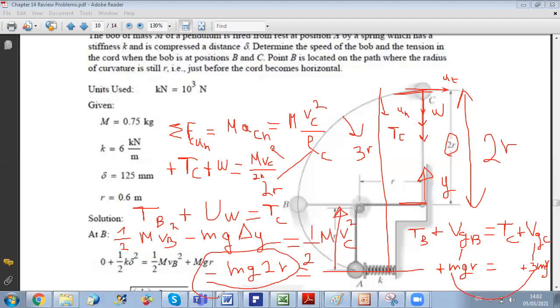And also you can change the reference. Instead of the datum at A, for this second calculation I can take the datum at B. So V at B will be 0, while V at C will be 2mgr. And again, the difference will be the same, because 3 minus 1 is equal to 2 minus 0. So whatever your reference is, you will get the same result at the end. Okay? Any question on this?